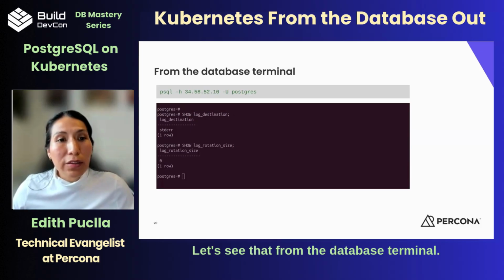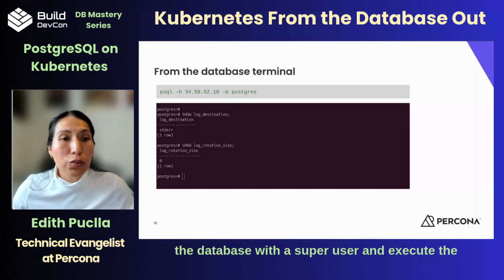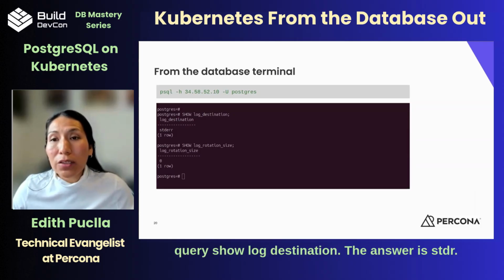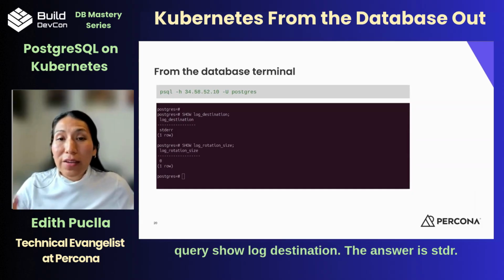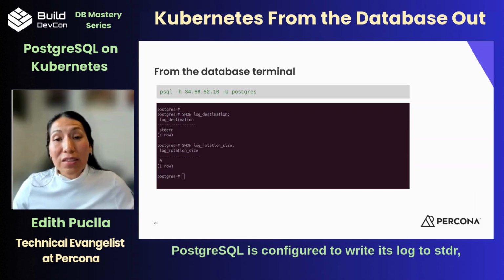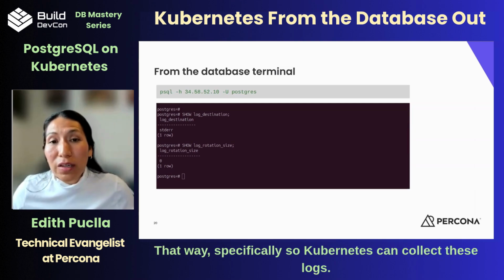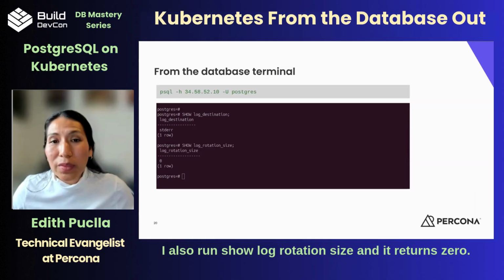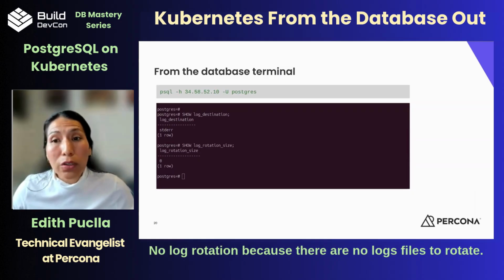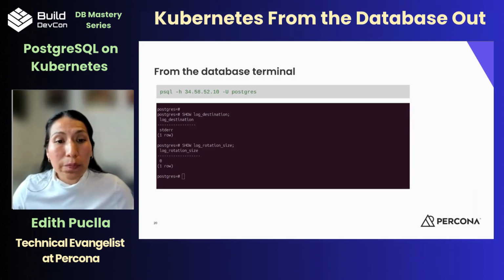Let's see that from the database terminal. We are going to log in to the database with a superuser and execute the query show log_destination. The answer is stderr. PostgreSQL is configured to write its log to stderr, not into a file. And the operator set this up that way specifically so Kubernetes can collect these logs. I also ran show log_rotation_size, and it returns 0. No log rotation, because there are no log files to rotate. Kubernetes is handling all of that.